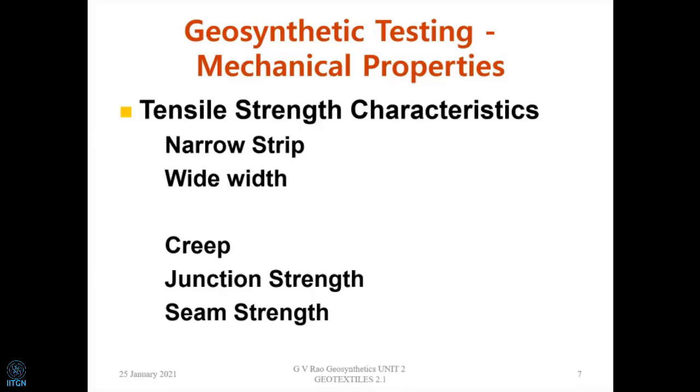Okay. Then, of course, we already said that creep is going to be very important for us. And when you have grids or nets, we need to find out the junction strength, because junctions are very critical in transferring the load from one unit to another, or one aperture to another. And in some cases, particularly if you are using geotextiles, we also have to stitch them together. So what is seam strength? Though this is not very common, sometimes that is required. So these are all the characteristics which come under mechanical properties related to tensile strength behavior.